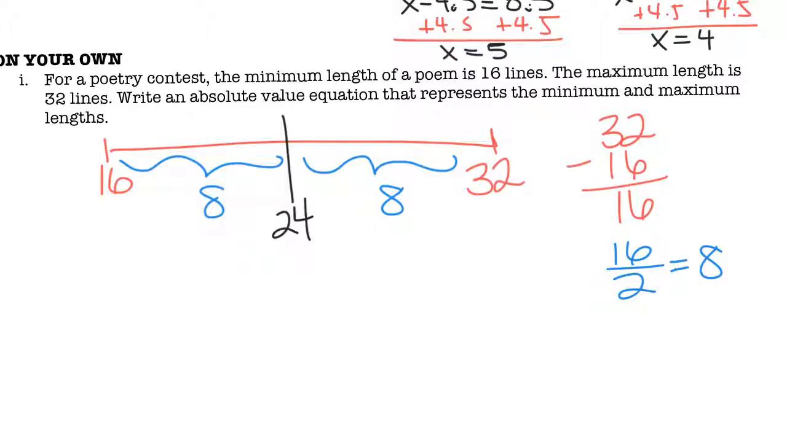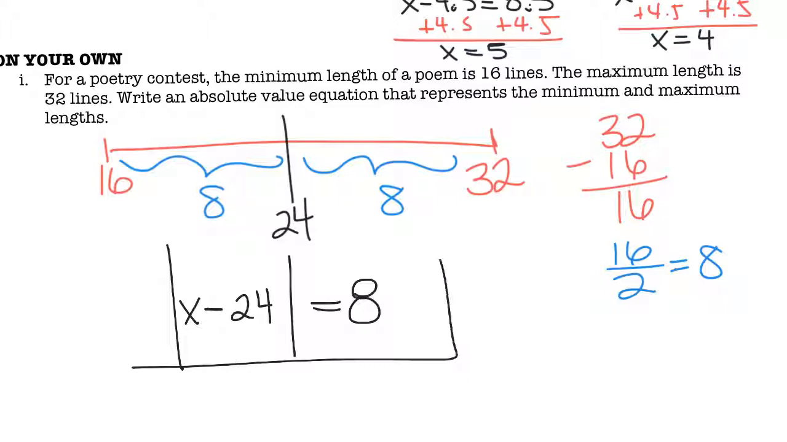At this point, to write the equation, you would say the absolute value of x minus your midpoint of 24 is equal to the number of units to the midpoint, which is 8, and that would be your equation.